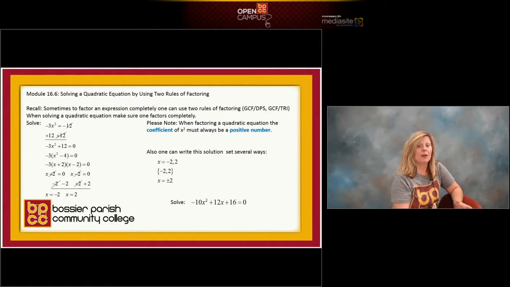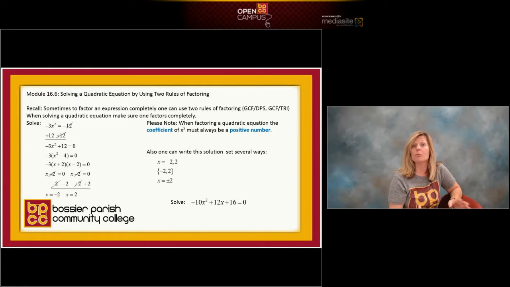Welcome back. Okay, we're solving quadratic equations using our rules of factoring. If you recall from our previous modules, sometimes when you have an expression and you're trying to break it down completely, you may use more than one rule of factoring. Well, that's true with solving quadratic equations. When we're trying to break these quadratics down to be linear equations, we may have to apply more than one rule of factoring. So remember, we're concentrating on the big rules: GCF, difference of perfect squares, trinomial, and or grouping.